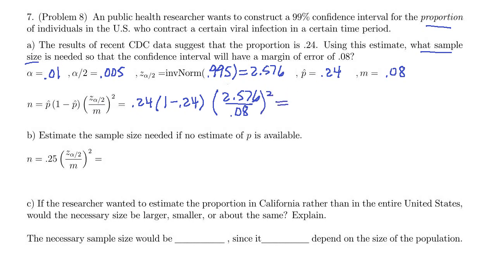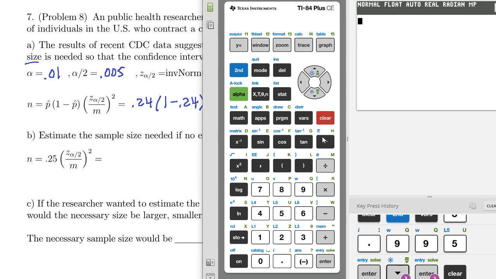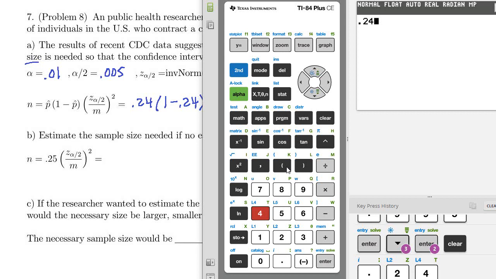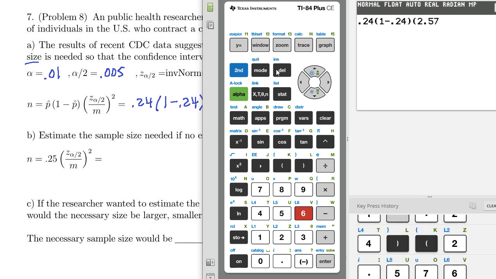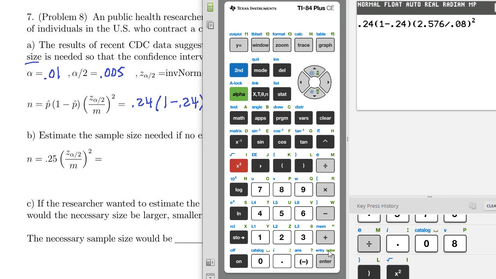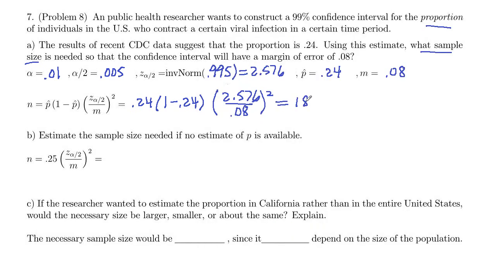So let's compute that on the calculator. So 0.24 times 1 minus 0.24, and then we've got our 2.576 divided by 0.08, close up parentheses and square it. So 189.11. And you always round up. So this will round up to 190. Always round sample sizes up. Otherwise, you're going to get the answer wrong if you round that down.